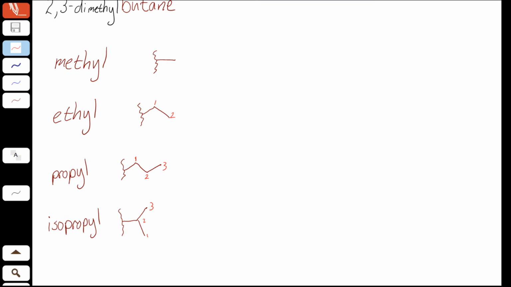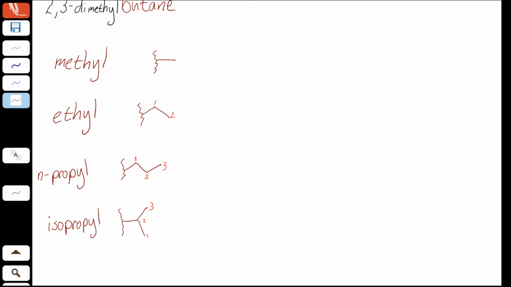And then sometimes, the book doesn't do this, but sometimes for clarity, this regular one where it's connected to the end is called N-propyl instead of just propyl, just so there's not confusion. So you can have N-propyl and isopropyl. I believe the book calls N-propyl just propyl.